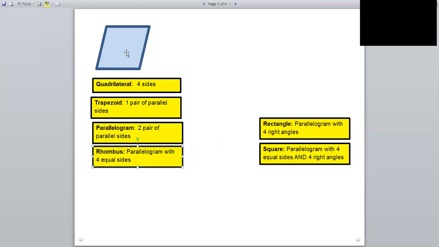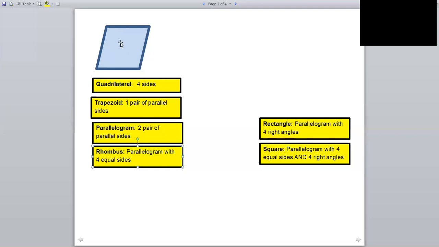Can we call this figure a rectangle? Nope, we cannot call this figure a rectangle because it does not have 4 right angles. If you look here, this is not a right angle. This is not a right angle. Neither is this angle or this angle. So it has no right angles. So by definition, we cannot call it a rectangle.